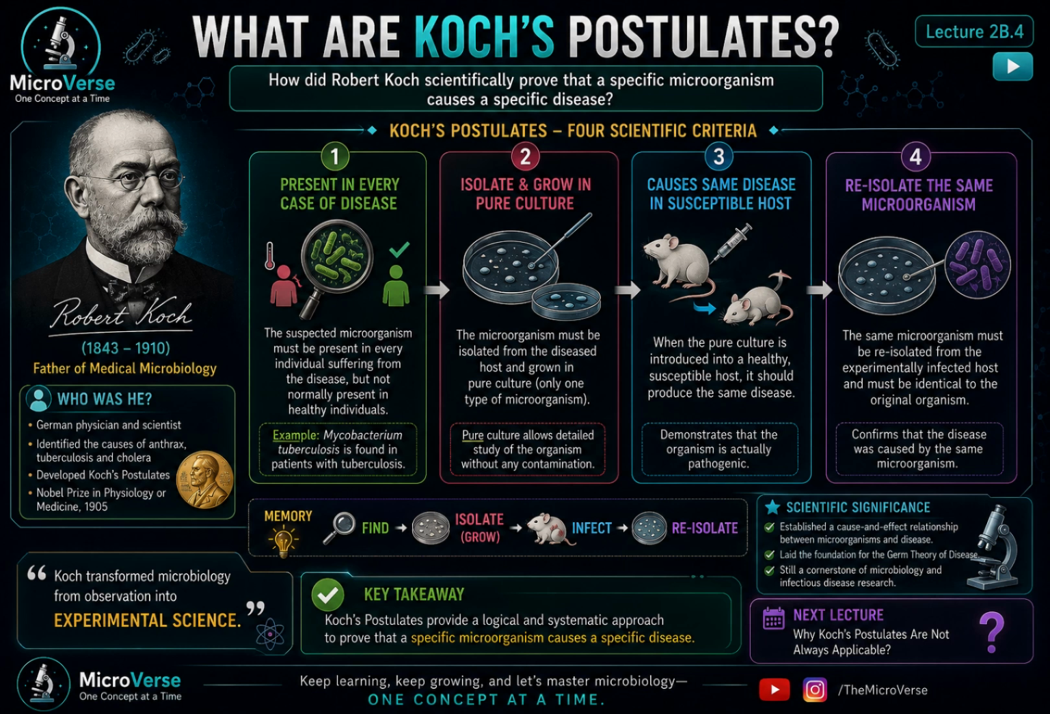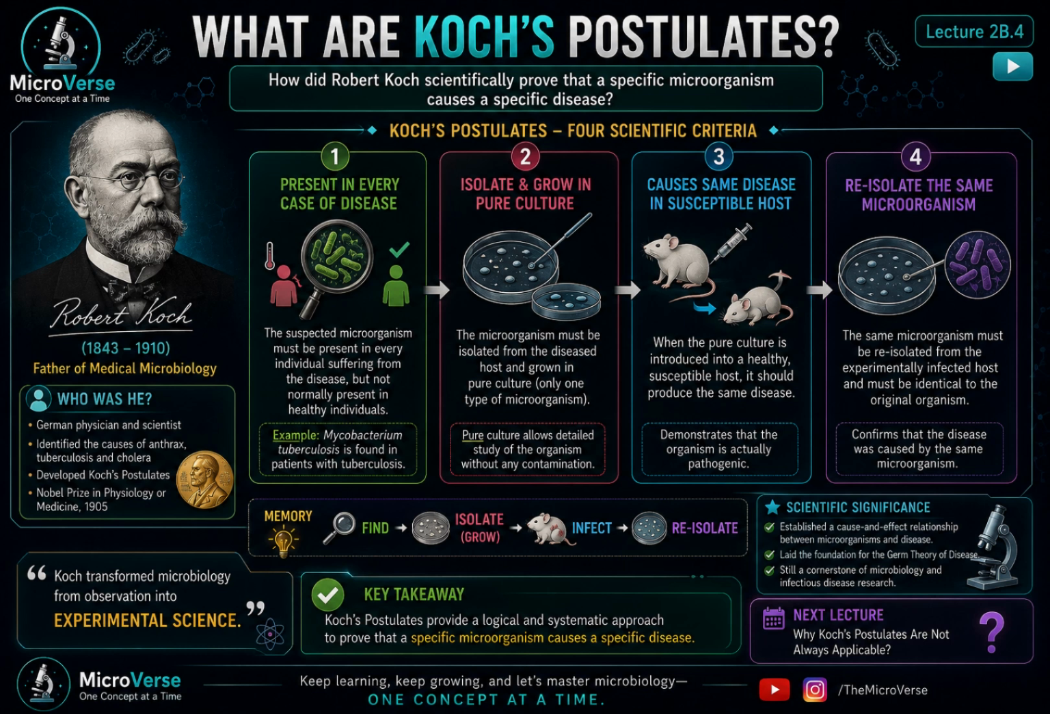Then the second postulate states that the microorganism should be isolated from the diseased host and grown in pure culture. A pure culture contains only one type of microorganism. This step is essential because it allows scientists to study the microorganism independently without interference from other microbes. Isolation and pure culture also help identify the biological characteristics of the suspected pathogen.